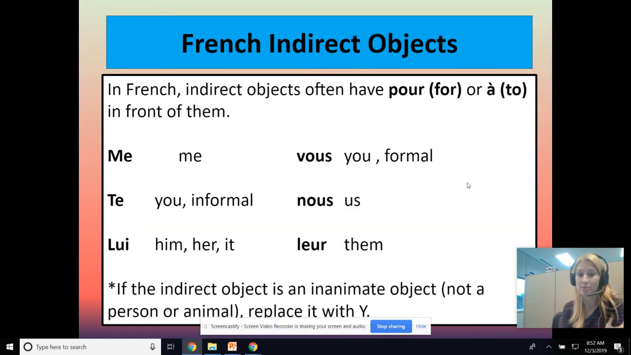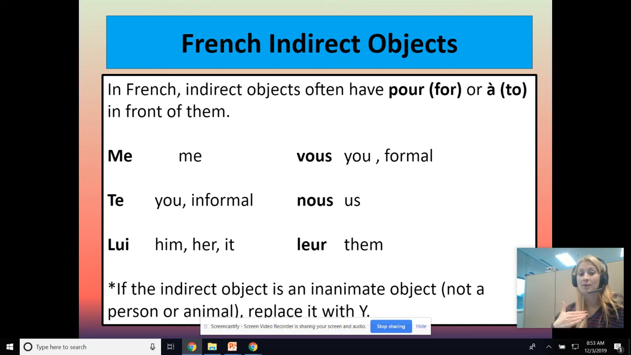In French, the indirect objects often have pour, which means for, or à, to, in front of them. If the indirect object is an inanimate object, so not a person or animal, instead of using these indirect object pronouns, we'll use y, which we learned about previously. So, for example, if you say you're going to a place, remember we replace that with y instead of an indirect object pronoun. So, our indirect object pronouns are me, te, lui, vous, nous, and leur.